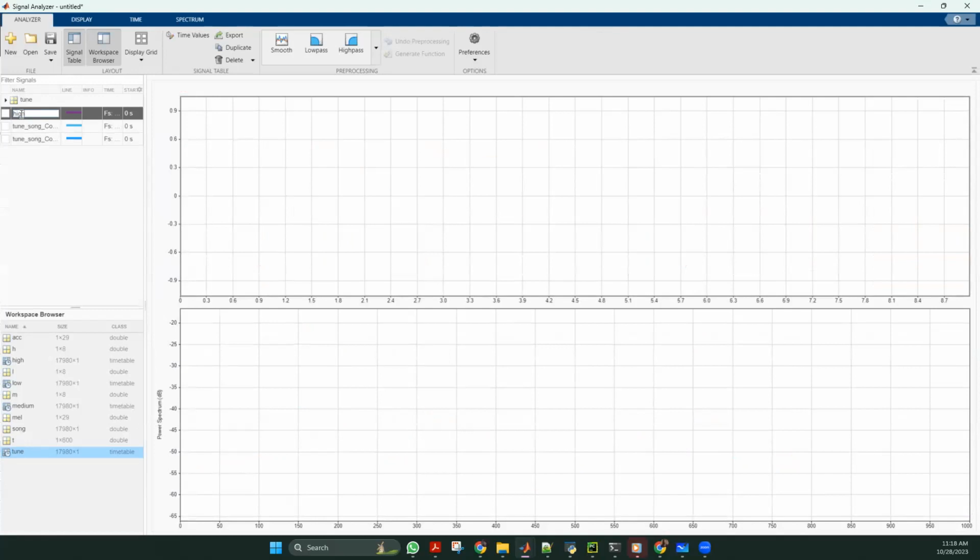First one I will rename as high, and second one I will name as medium, third one as low.